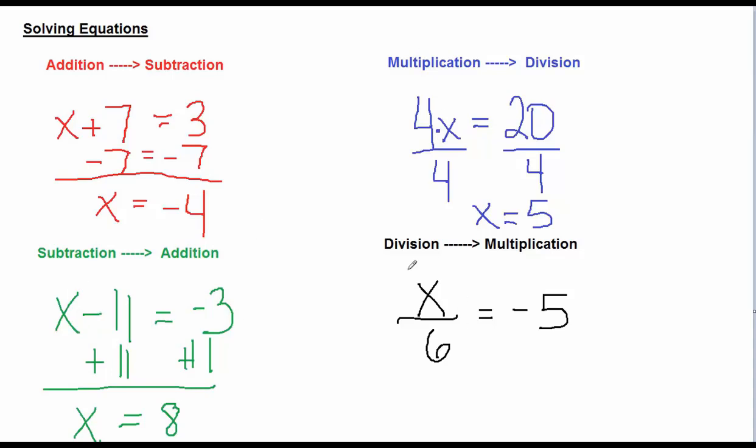The last one, we have division. X divided by 6 equals negative 5. Ooh, what's the opposite of division?